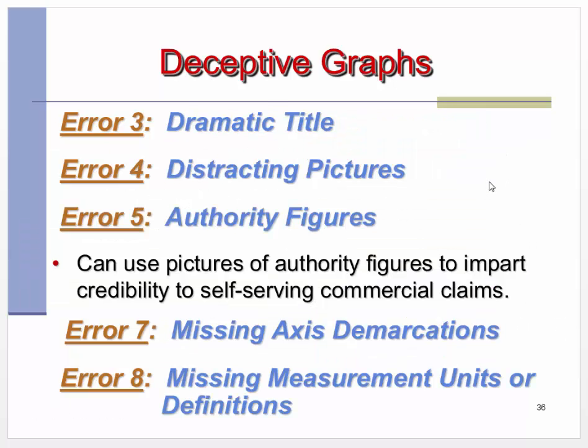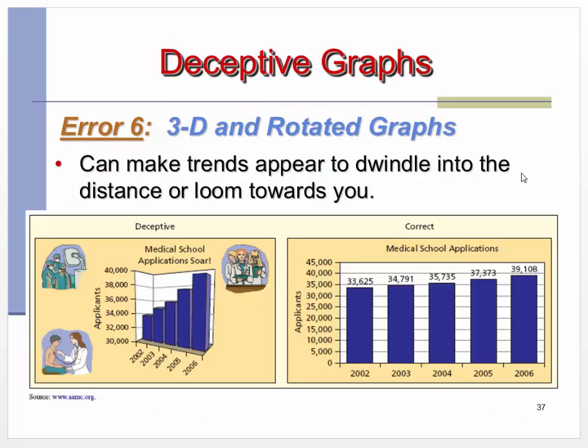Error 3 is using a dramatic title to attract people. That's not good practice. Error 4, using distracting pictures. That's not good. Error 5, using authority figures. You can use pictures of authority figures to impart credibility to self-serving commercial claims. Error number 7 is missing axis demarcations. You did not mark them. Error number 5 is missing measurement units or definitions. They are not good. Error number 6 is 3D and rotated graphs.